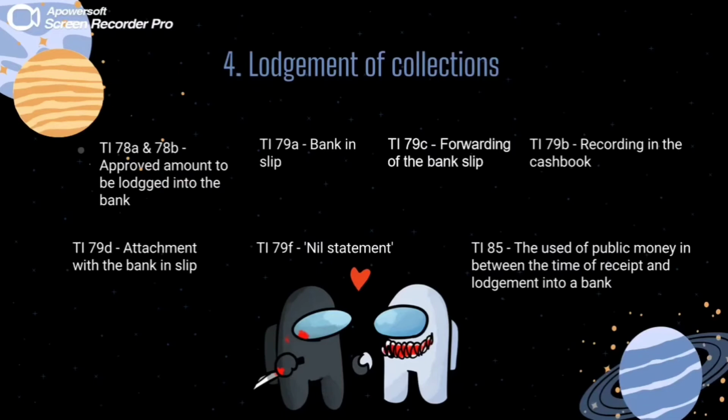And then TI 79F states that in the case of no collection made in any specific accounting period, a nil statement shall then be submitted. And then TI 85 is about no public monies can be used either as an advance or as a loan between the time of receipt and the time of lodgement into the bank.